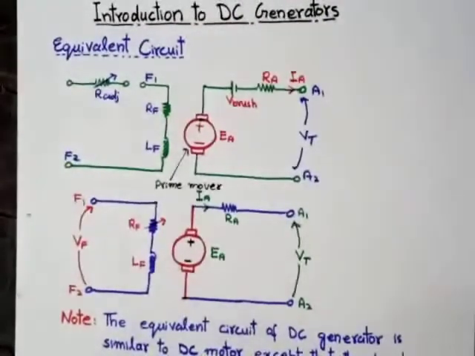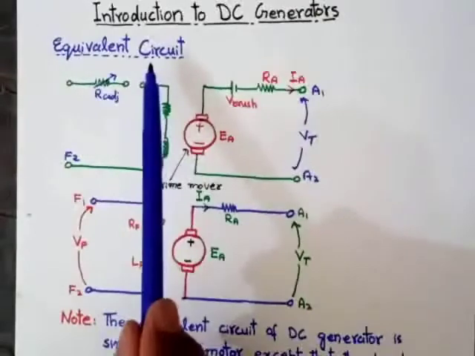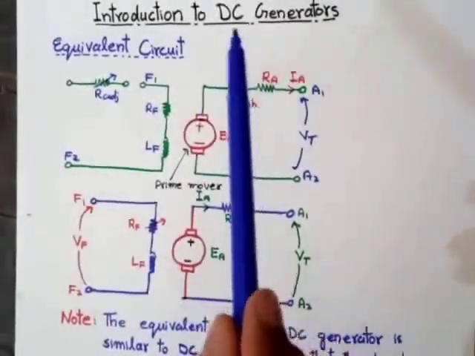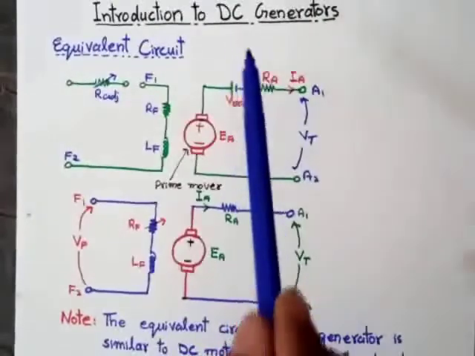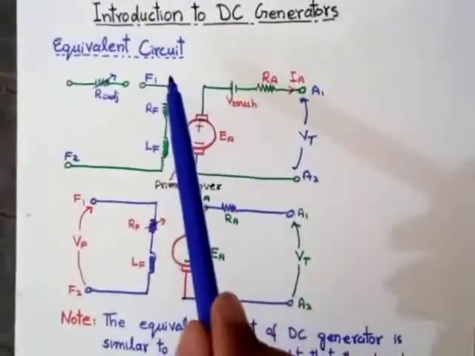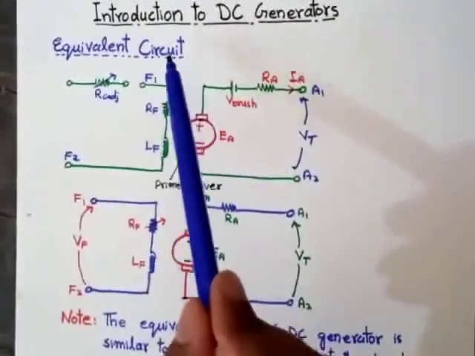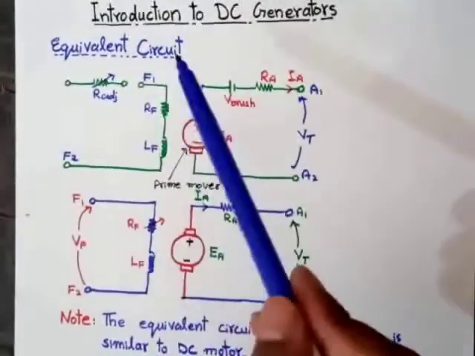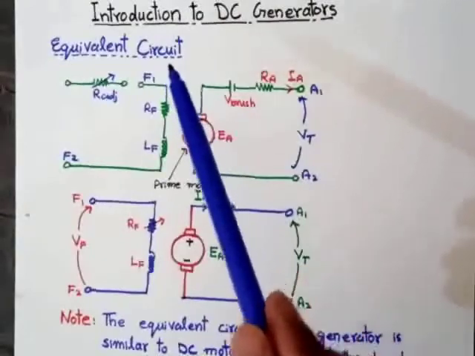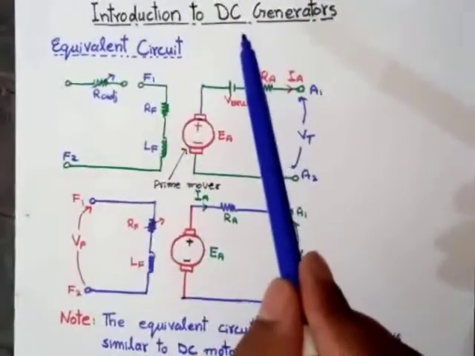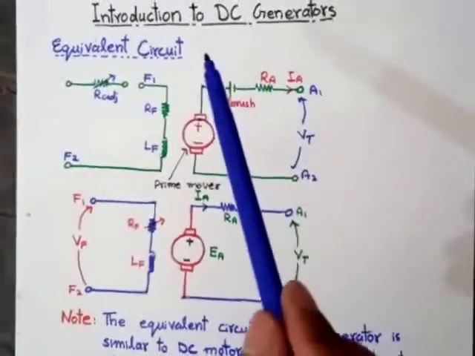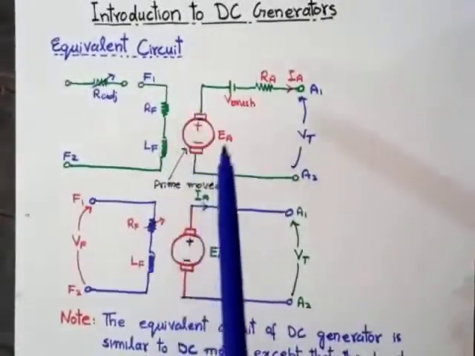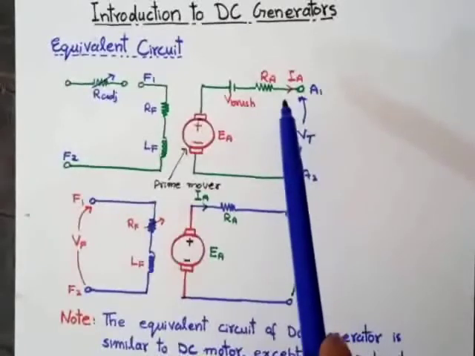So the next topic is the equivalent circuit of DC generators. The equivalent circuit of a DC generator is the same as that of a DC motor, as we have already drawn in last week's lecture. The equivalent circuits of the DC generator and the DC motor are the same. The only difference here is the direction of the current.